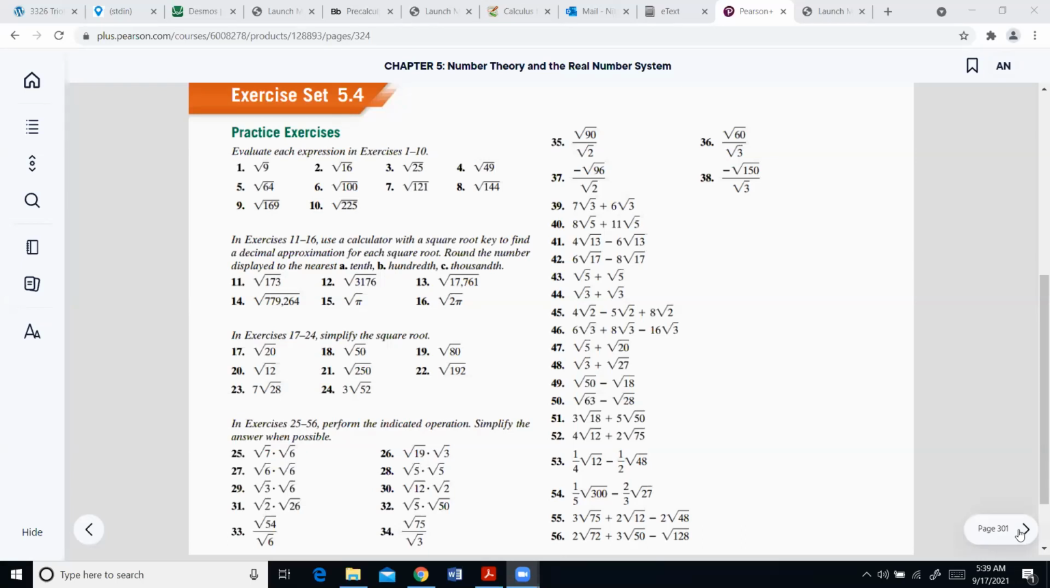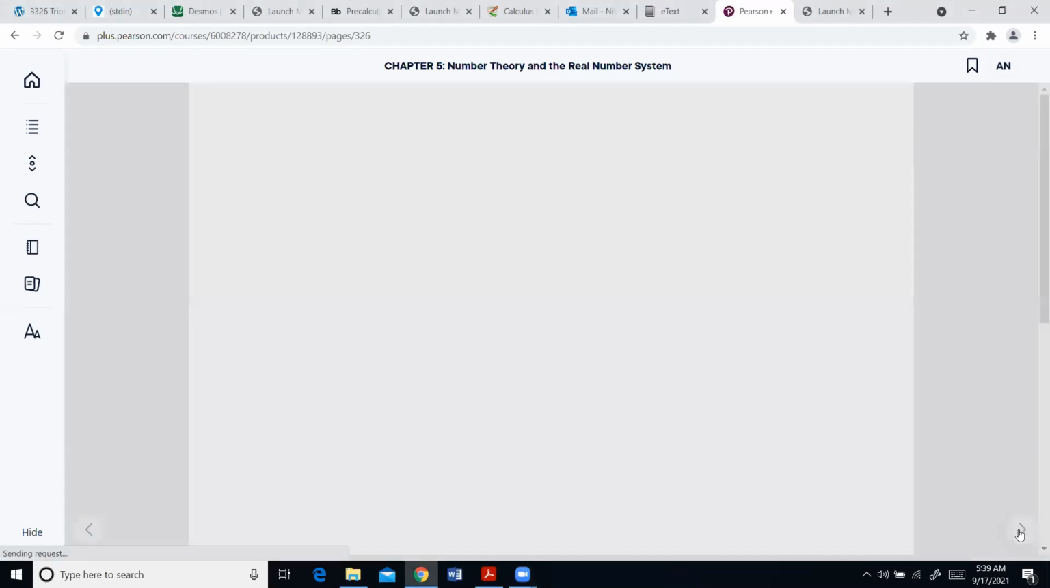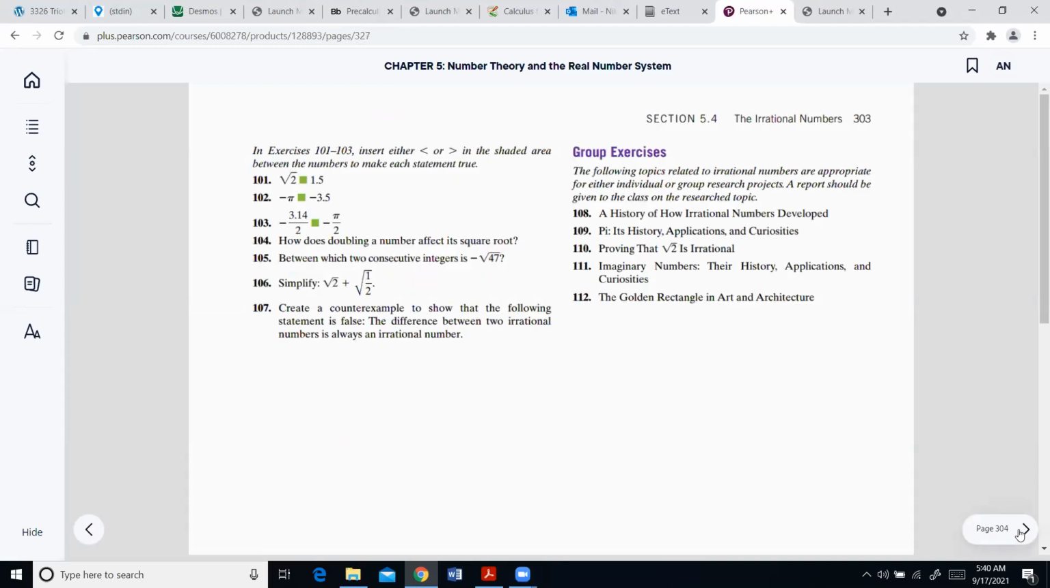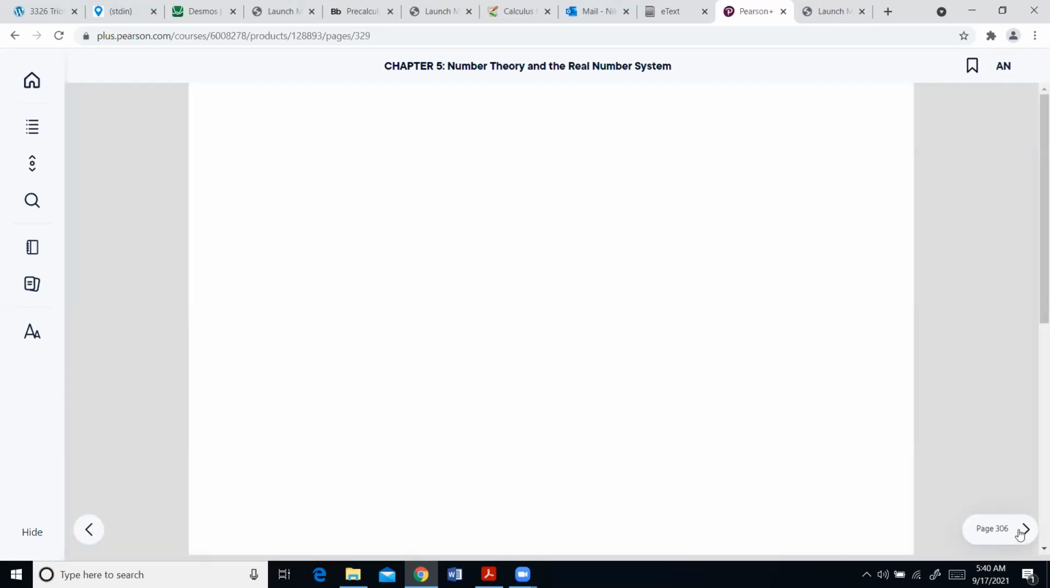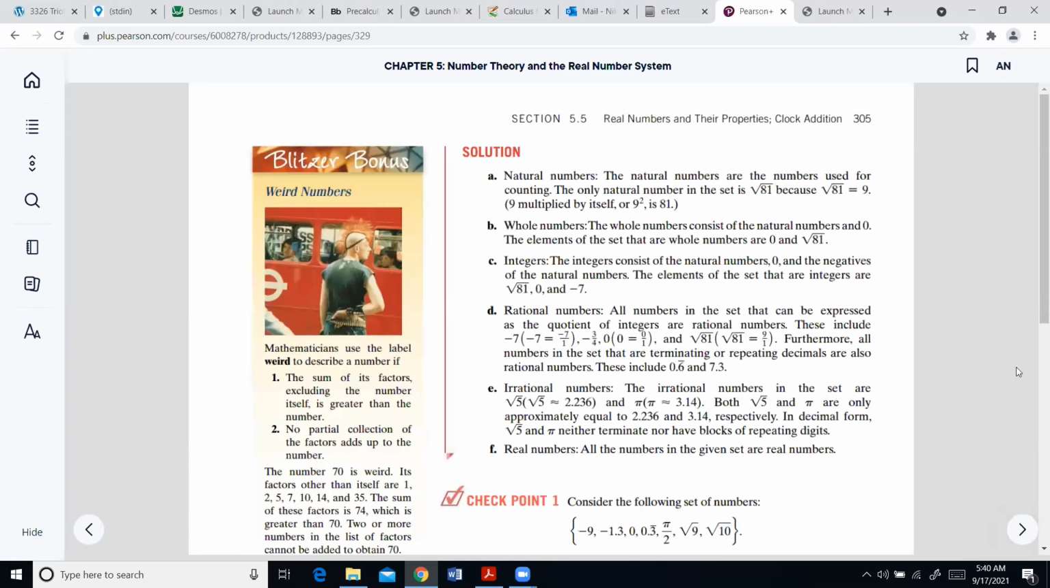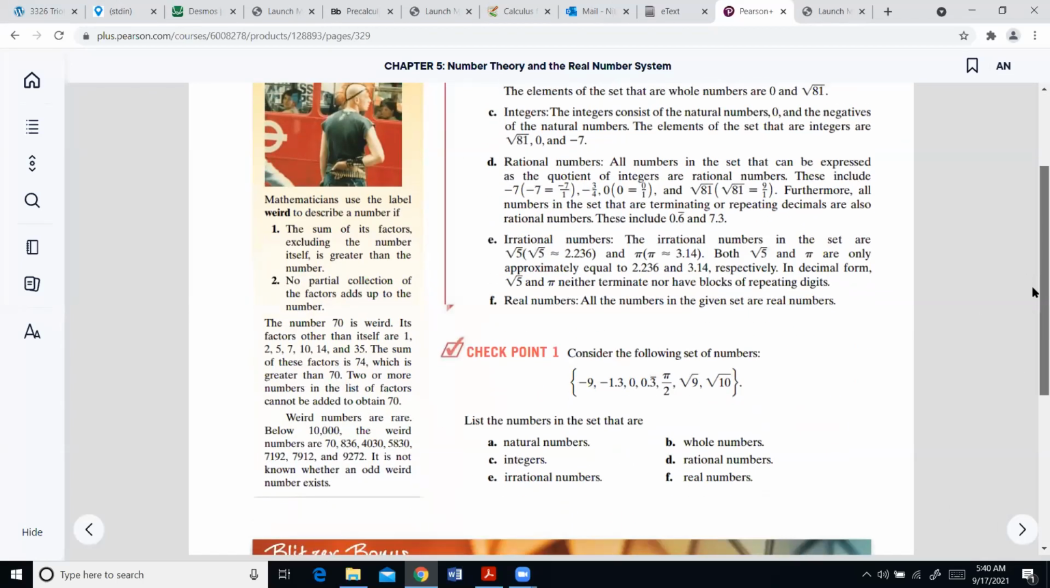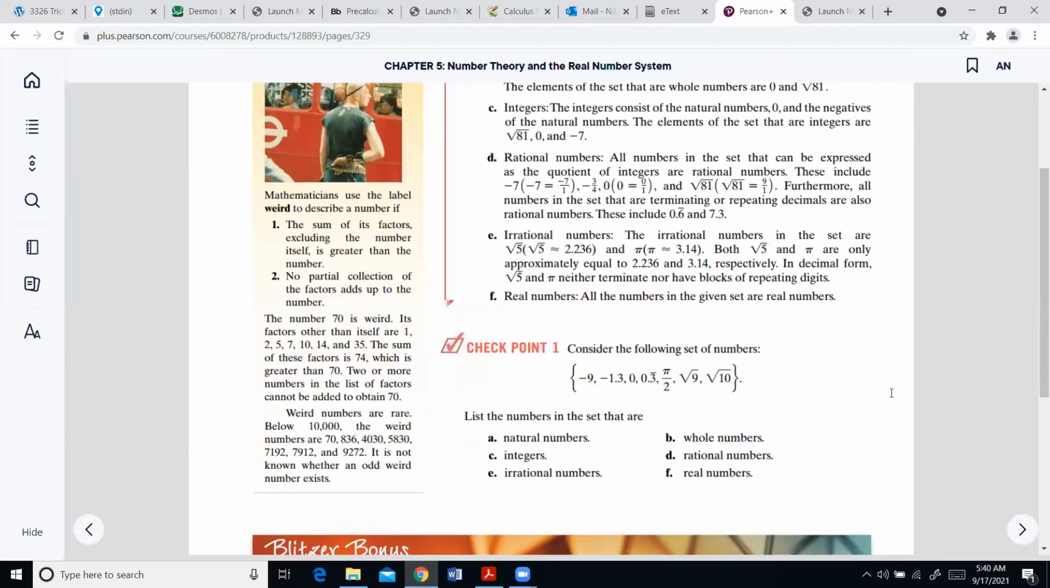So I'd like to take a sneak peek into the next section just to see what's in it. So next section is 5.5 that continues the story of numbers, and they actually talk about some numbers such as rationals and irrationals. So we just talked about those as well. Notice that square root 9 I can extract, it's 3, right? But square root 10 I can't.